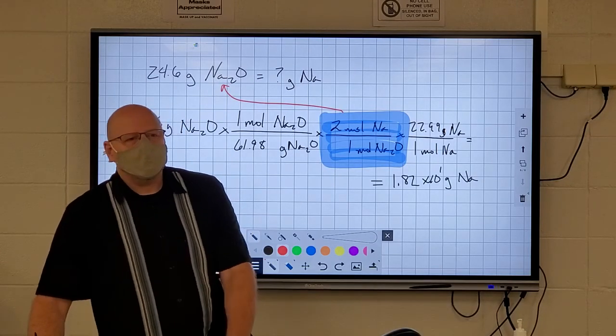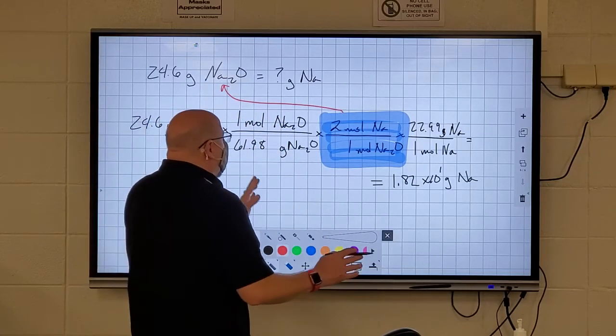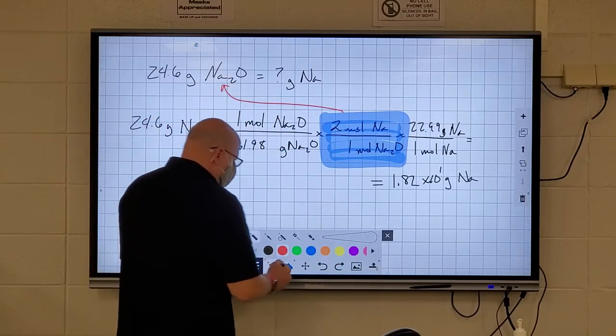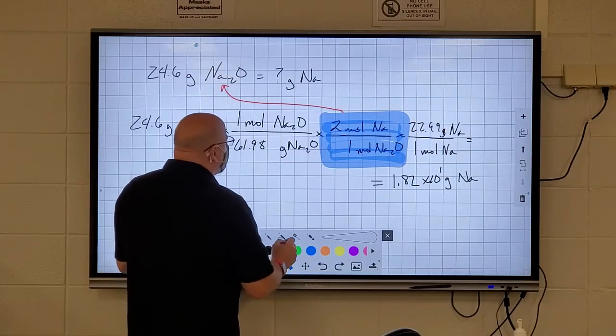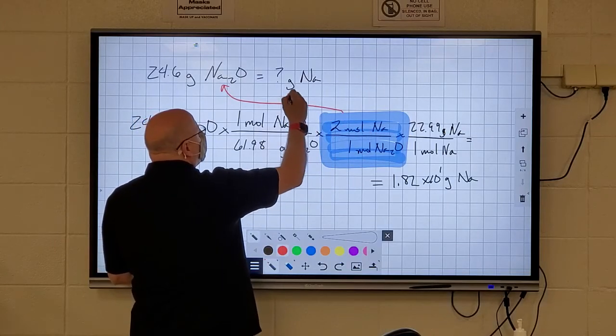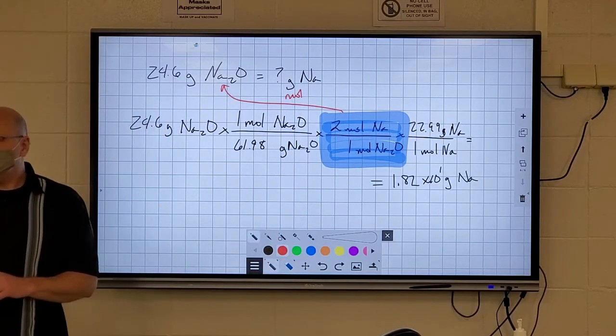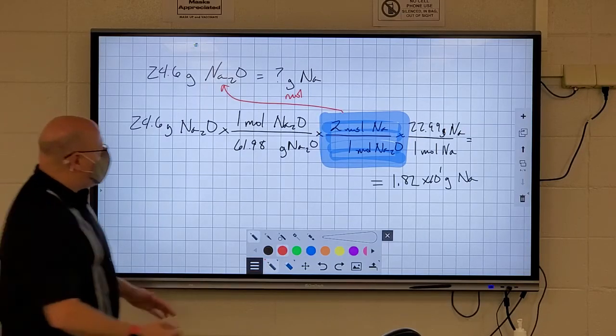Now, class. We don't have enough time for me to go through a couple more problems, but I do just want to illustrate something here. What if this question was not asking for grams of sodium, but simply moles of sodium? We would have just left it at that conversion. We would stop right here.